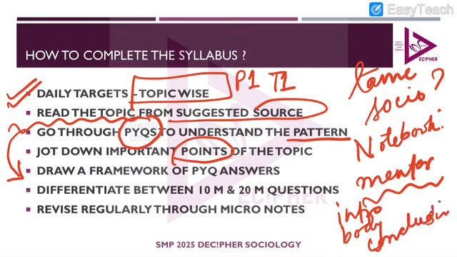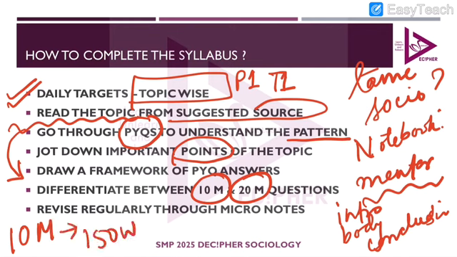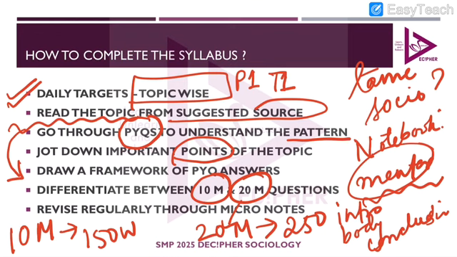Also, you will have to differentiate between two types of questions that are being asked. One is 10 marker, which has to be written in 150 words. Second is a 20 marker, which has to be written in 250 words. So, all these approaches will be taught to you by your mentor, and of course, this has to be stressed again and again that you have to revise it regularly.